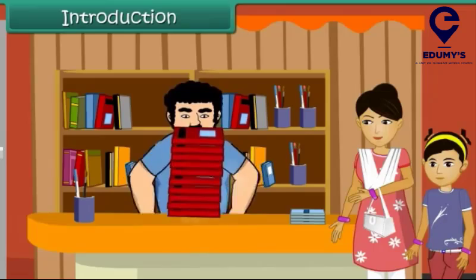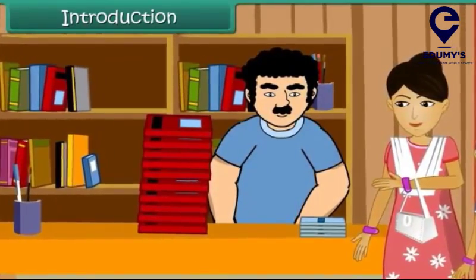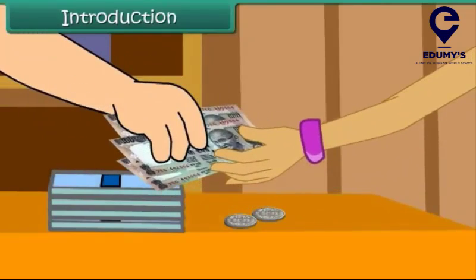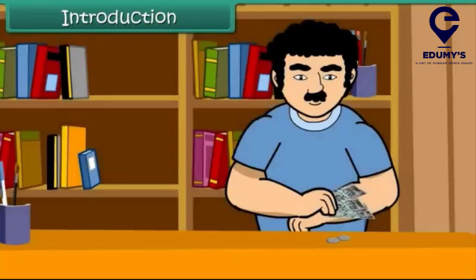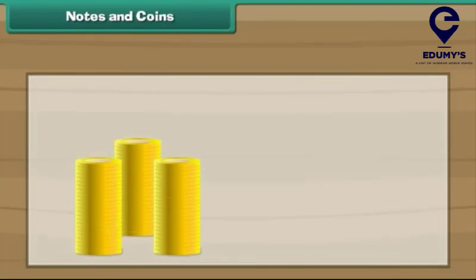Isha's mother is at the bookstore. She has bought some books and notebooks for Isha. She pays the shopkeeper 300 rupee notes and 2 5 rupee coins for her purchase. We buy pins, chocolates, biscuits, toys, tickets, books, cars, houses, etc. with money. In this lesson, you will learn about money, notes and coins.